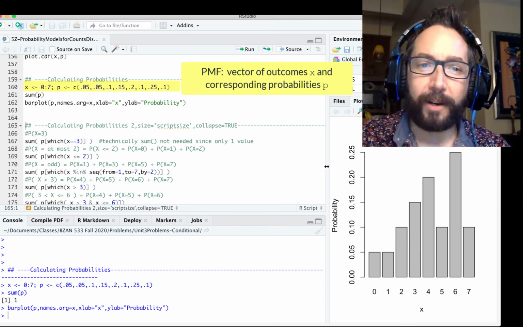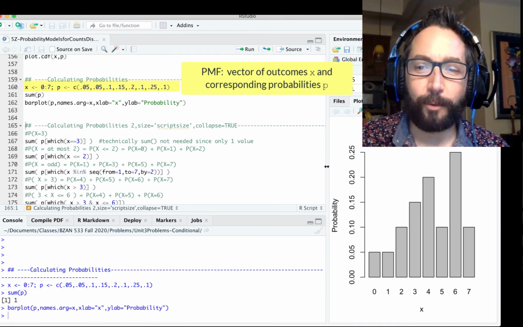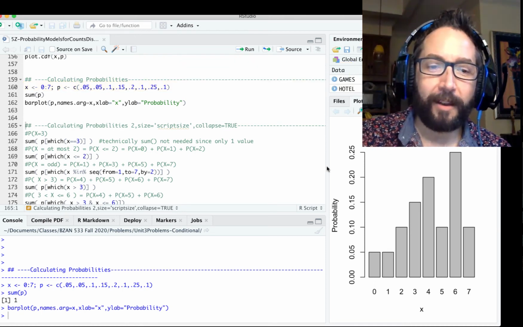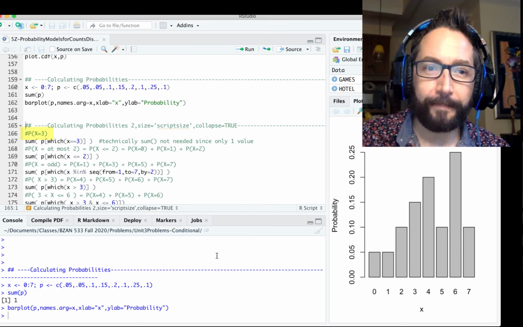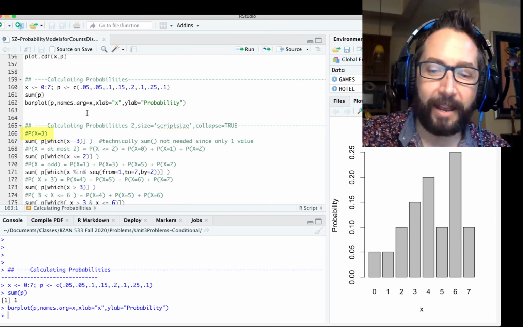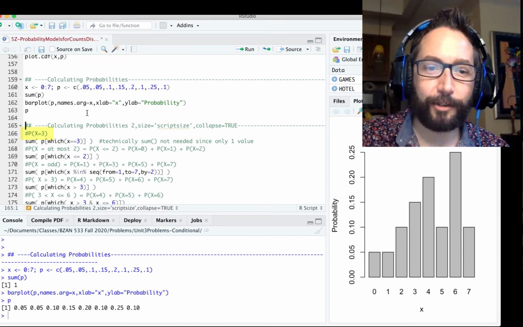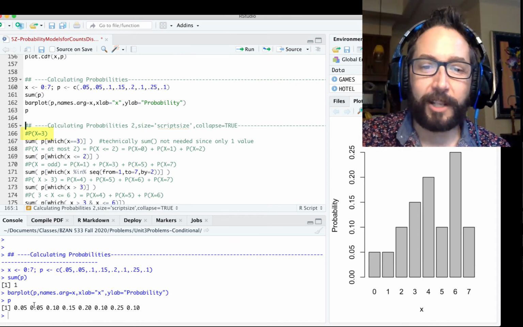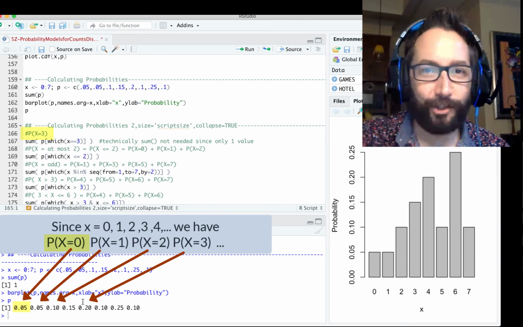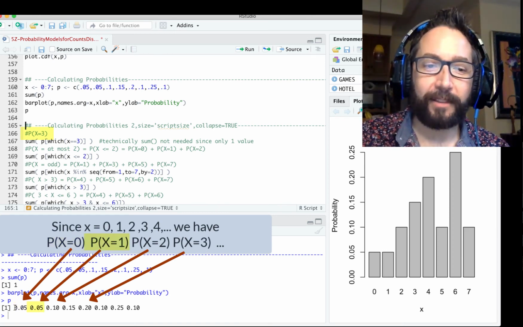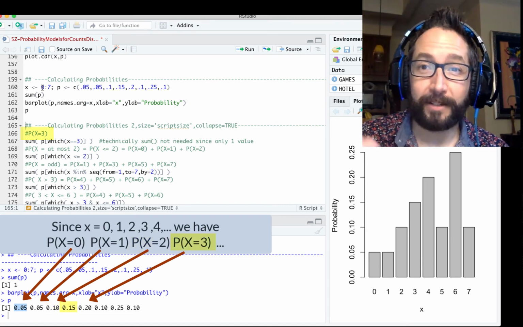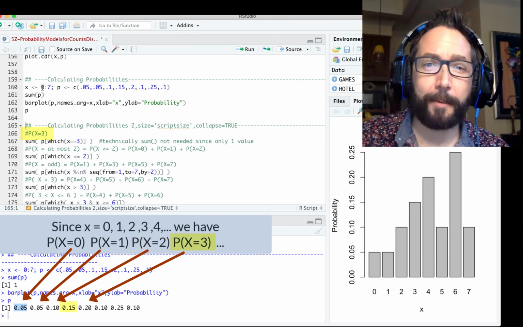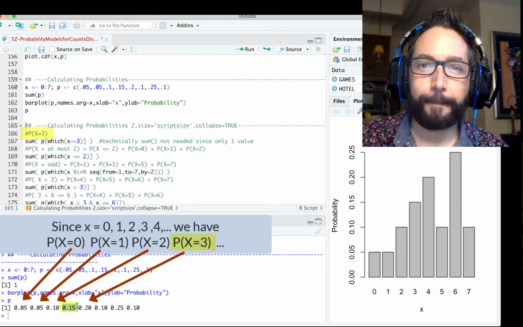So what if I wanted to answer the question, all right, well, what's the probability of observing a value of exactly 3? Well, I could print out that vector of p to the screen here, and as long as I'm careful about what value each of these elements references, I could just do that visually. I know that the first element of p corresponds to the first element of x, so that's 0. So if I want to know the probability that x is equal to 3, that would be the fourth element of p.